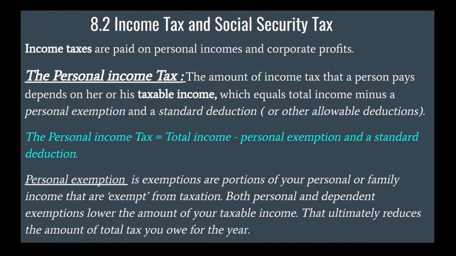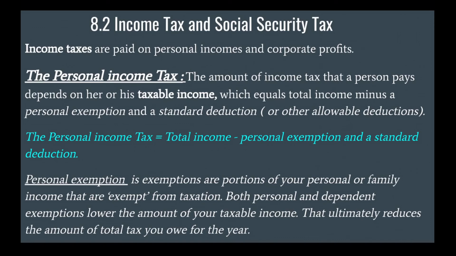8.2 Income tax and social security tax. Income taxes are paid on personal incomes and corporate profits. The personal income tax. The amount of income tax that a person pays depends on her or his taxable income, which equals total income minus a personal exemption and a standard deduction or other allowable deductions.